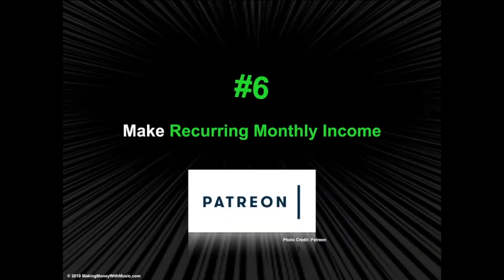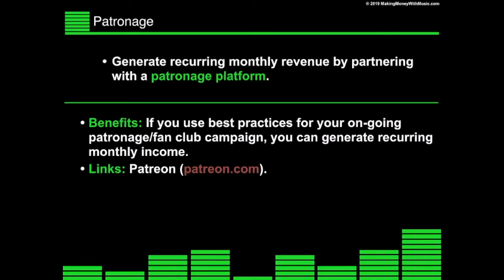Number 6, recurring monthly income. Sites like Patreon allow you to have something like a fan club if you've not run into it before. And the nice thing about that is that you can just release your regular music as you go, and you can get a set of superfans that will pay you a certain amount per month, $5, $10, $15, $20, maybe even $100 or more a month.